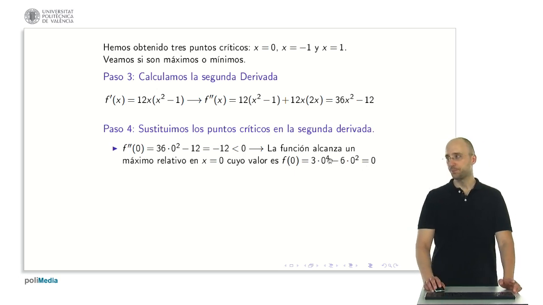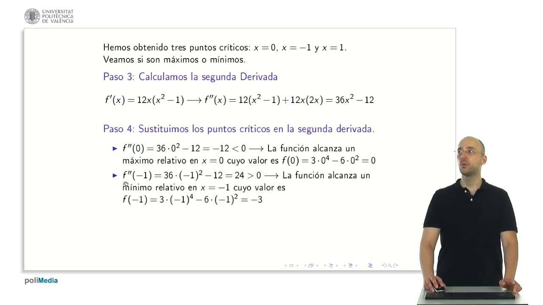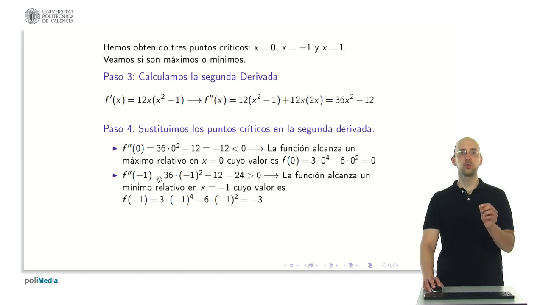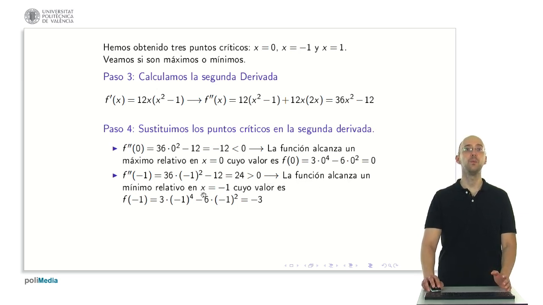The second derivative at minus 1 is calculated by substituting minus 1 into the second derivative expression, 36x squared minus 12. When x equals minus 1, it results in 36 times 1 minus 12, which simplifies to 24. According to the criterion, if the second derivative at a critical point is positive, the function reaches a relative minimum at that point. So, the function has a relative minimum at x equal to minus 1. Substituting x equal to minus 1 into the original function, we get minus 3.